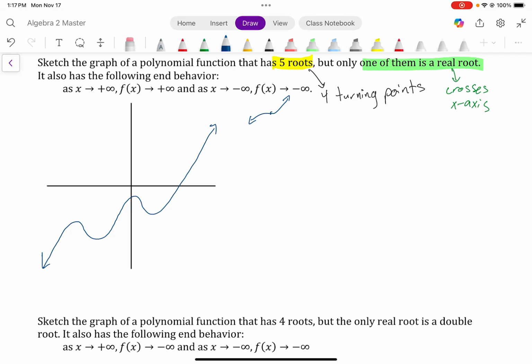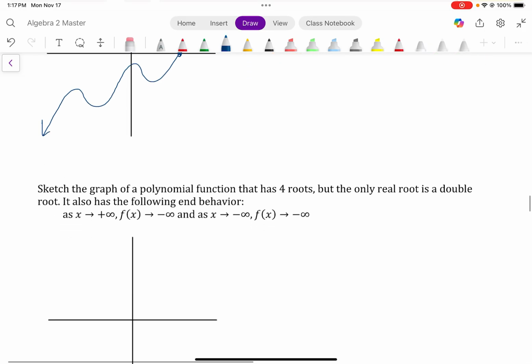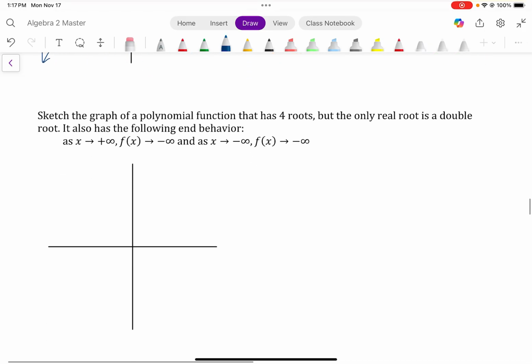I put all of my turning points before my real root. You could have put your real root first and all of your turning points after. You could have had some before the root, some after. Doesn't matter. I had 4 turning points. My ends are going opposite directions. That's my final answer. For the second one, this time they tell us we have 4 roots.